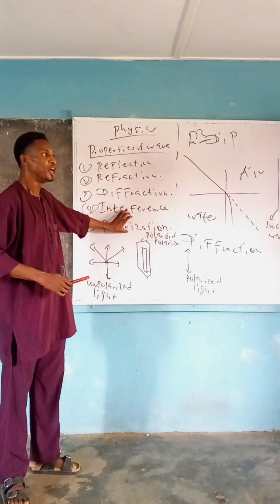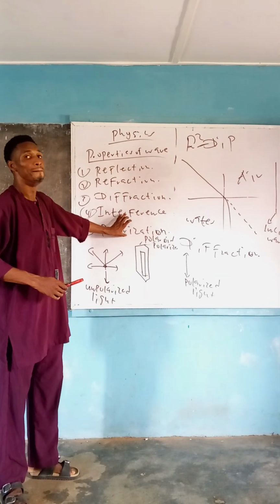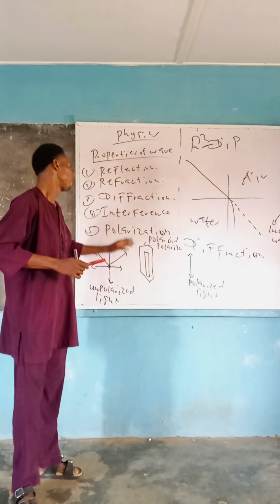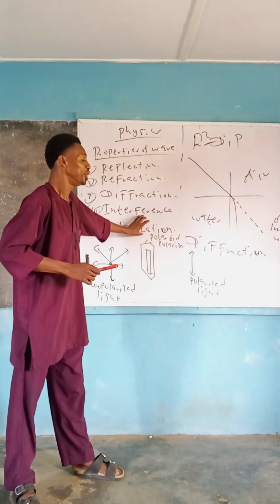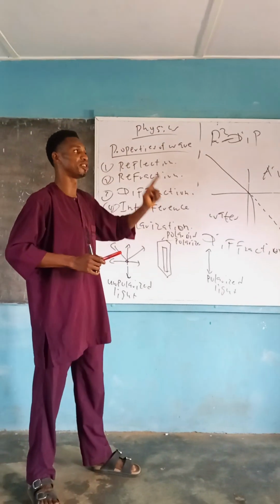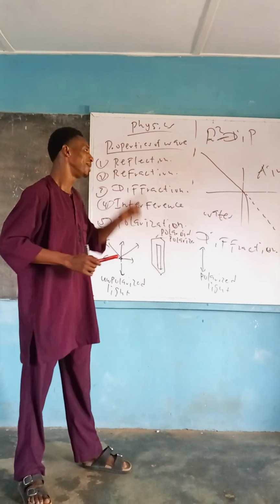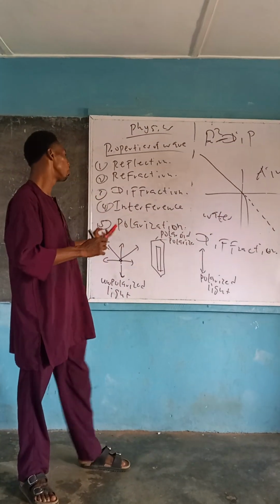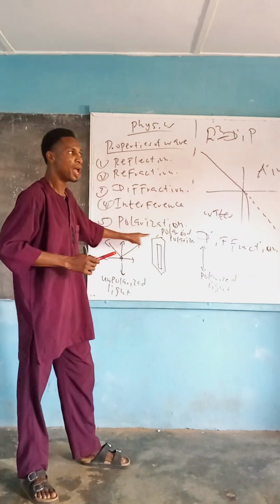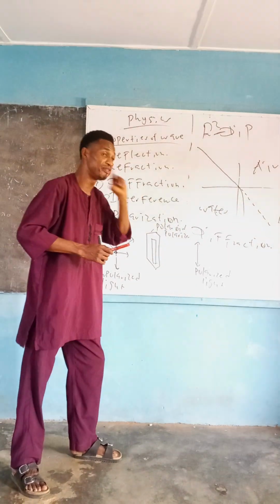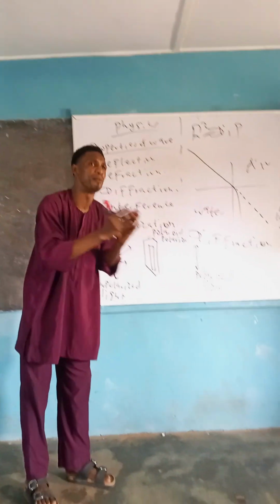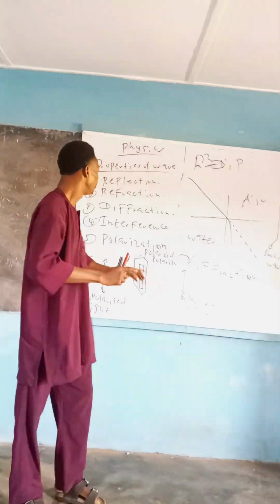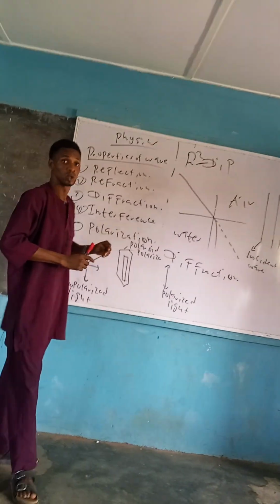This property distinguishes between a transverse wave and a longitudinal wave. Take note. Polarization is the property that distinguishes a transverse wave from a longitudinal wave. Sound waves cannot be polarized. Why? Because sound is a longitudinal wave. All transverse waves can be polarized, but longitudinal waves cannot be polarized. Please take note of this. Thank you.